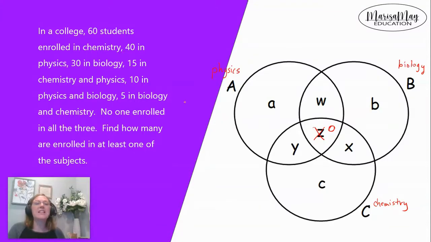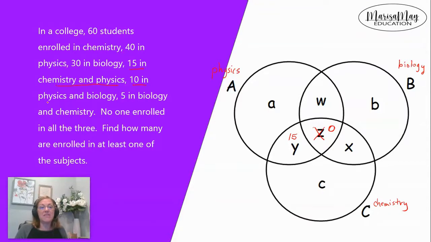All right, let's focus then on the students who are taking more than one. We're going to focus in on the 15 students who take chemistry and physics. So that is A and C. The people taking both of those, notice region Y is in circle A, but it's also in circle C. So those are our 15 people taking physics and chemistry.